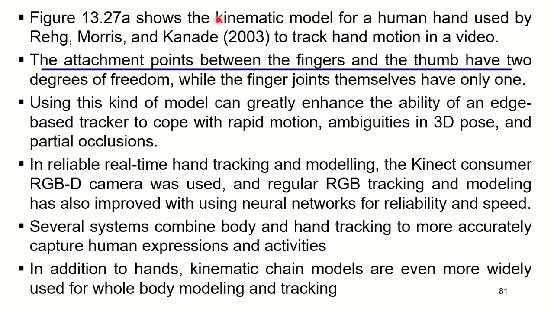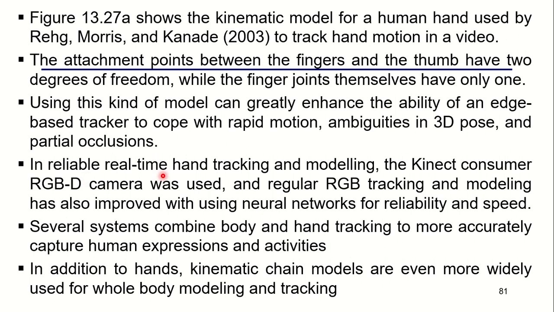It shows a kinematic model for a human hand used to track hand motion in a video. The attachment points between the fingers and the thumb have 2 degrees of freedom, while the finger joints themselves have only 1. Using this kind of model can greatly enhance the ability of an edge-based tracker to cope with rapid motion, ambiguities in 3D pose, and partial occlusions.